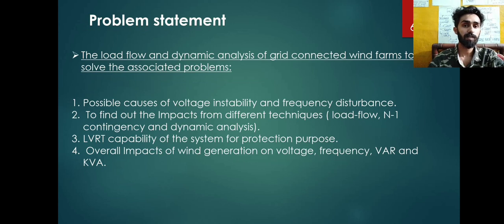The problem statement is the possible cause of voltage instability and frequency disturbance and their behavior, to find out the impacts by applying different techniques such as load flow, N-1 contingency, and dynamic analysis, as I have explained. LVRT capability is a system for protection purposes used in the major industries to protect the system. Overall, the impact of wind generation on voltage, frequency, and KVAR, and how they behave.